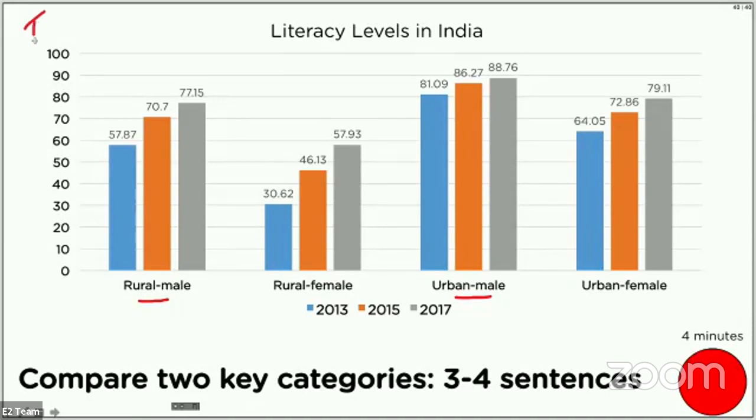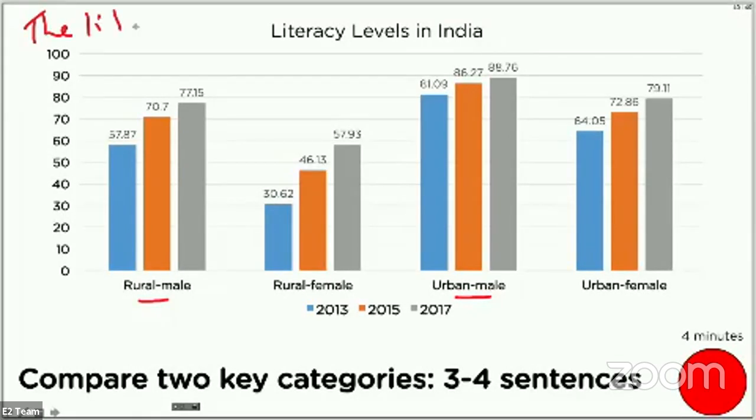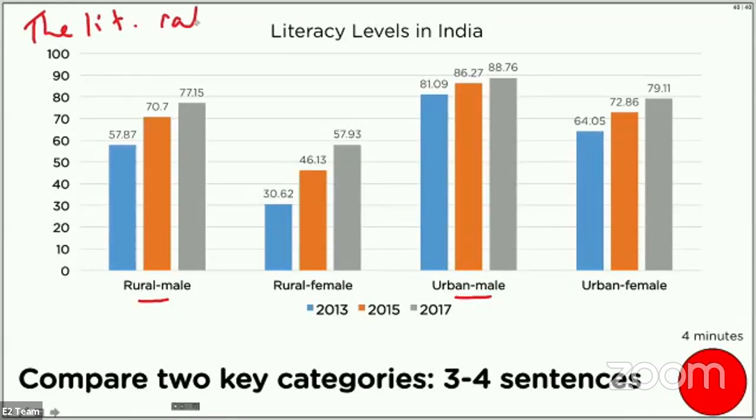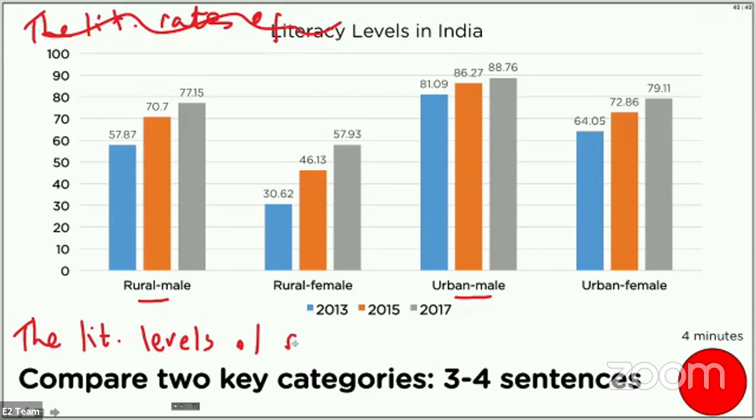Let me write it here. So the literacy rates, rates of, let me try it down here. The literacy rates or literacy levels of rural men. Okay, there's my subject there. The literacy levels of rural men.